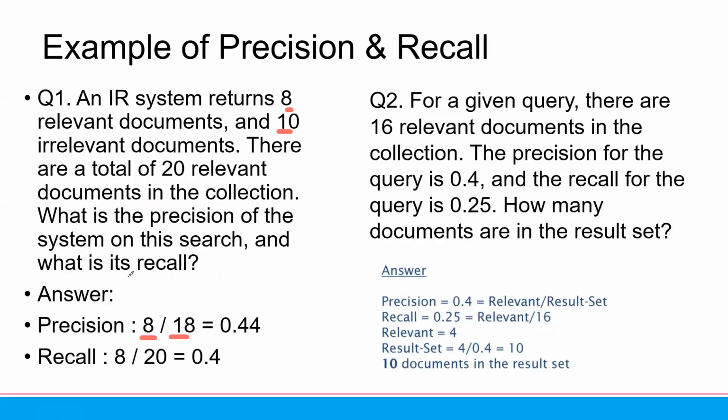What is the recall? Recall is the relevant and retrieved, which is 8. And we need to divide by the total relevant documents. The total relevant documents we have is 20. Then we have 8 divided by 20.